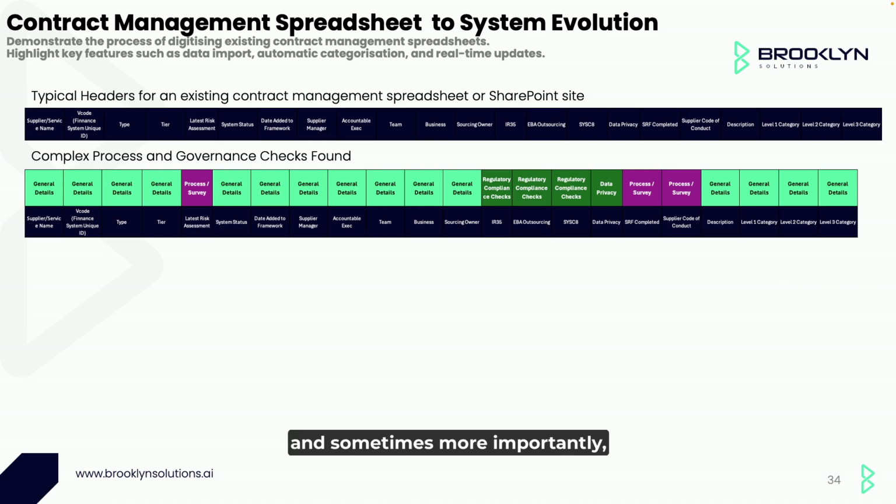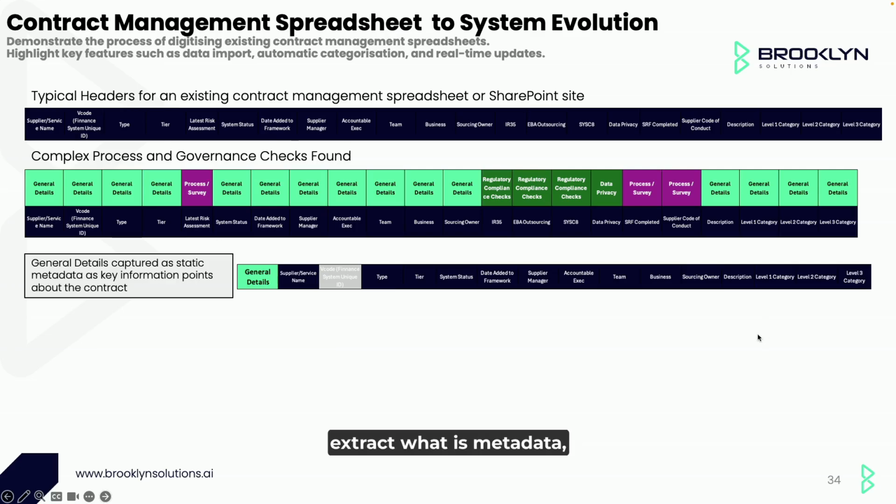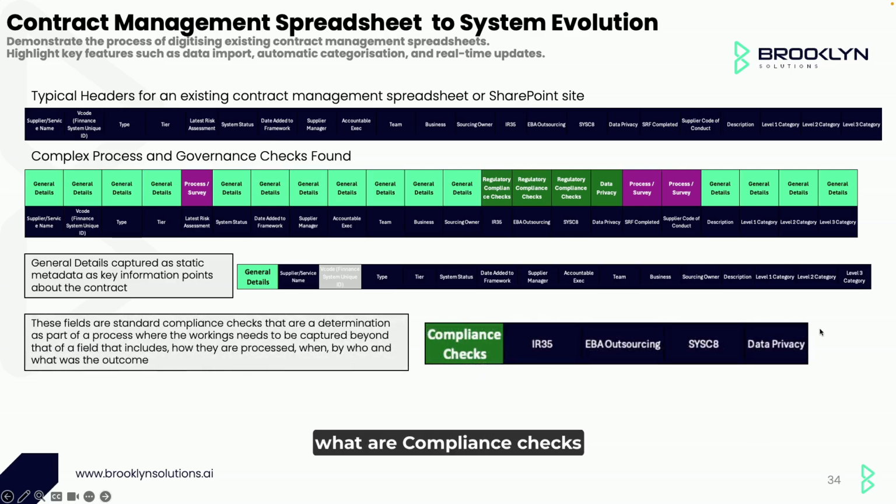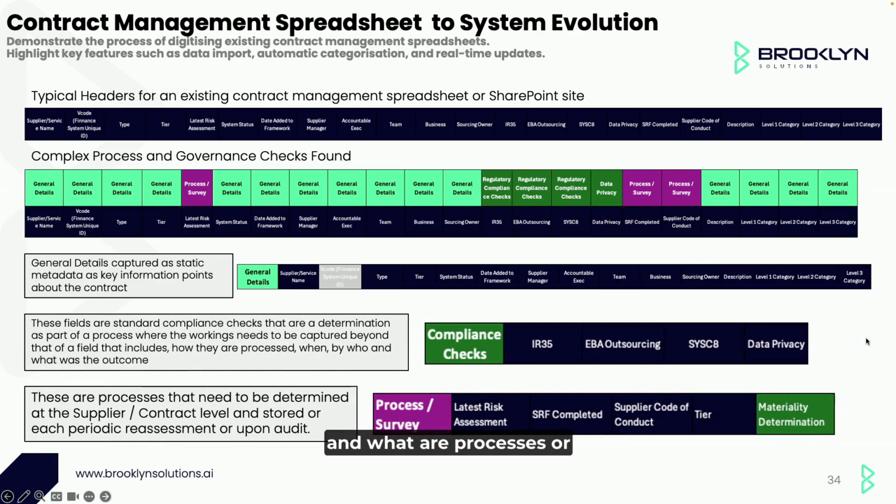More often than not, and sometimes more importantly, what are hidden processes? As you can see here, the title of the column here was latest risk assessment, albeit that would have a date in. That is a whole different entire process that we can pick up using our third-party risk management module and rebuild and re-engineer that process to be able to feed into the contract at a later date. This sets us up to be able to extract what is metadata, what are compliance checks and thus processes, and what are processes or surveys that need to take place further down the line.